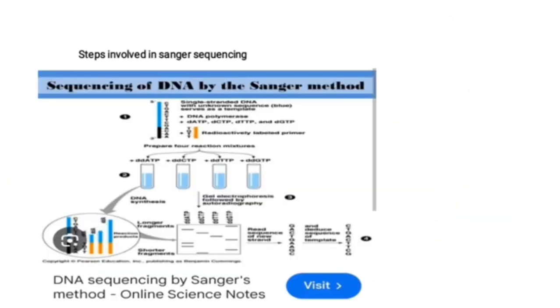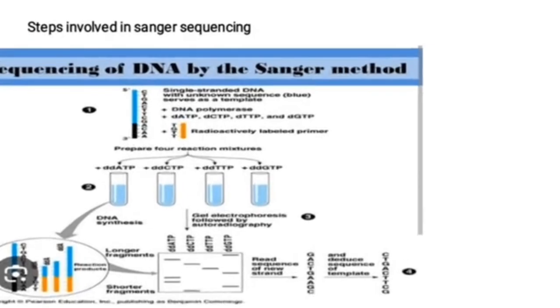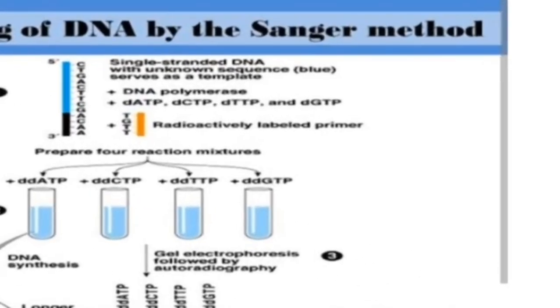So this one is the Sanger proper. You can see the steps involved in Sanger sequencing. Look at it. See? The steps involve single-stranded DNA with unknown sequence, which is denoted by the blue color. Add DNA polymerase. Add dATP. All these ones are the nucleotides: deoxy ATP, deoxy TTP, deoxy GTP. When you add on, you now add a radioactively labeled primer.